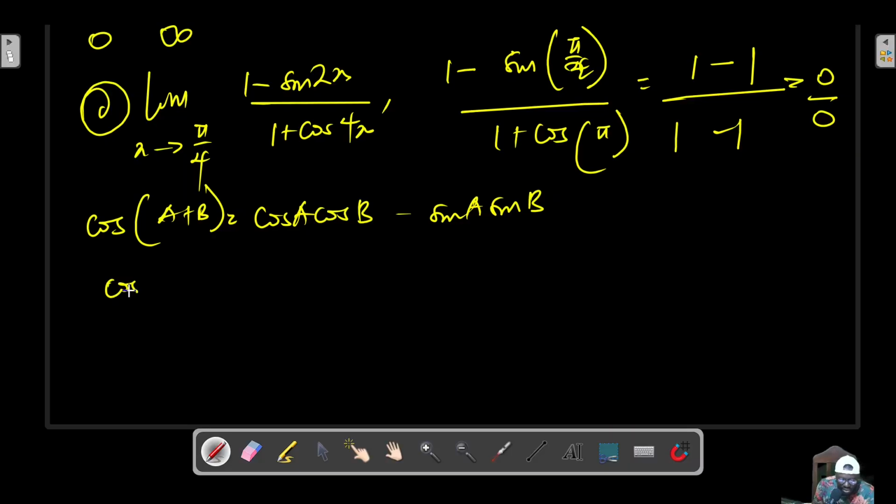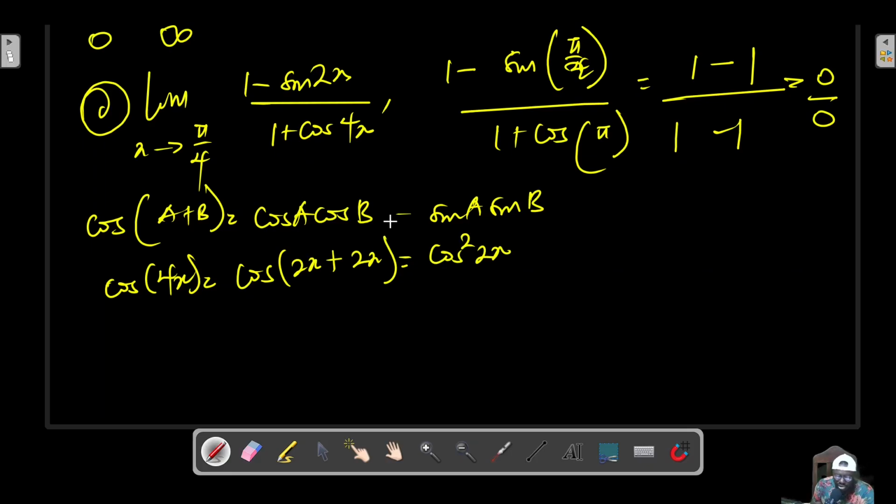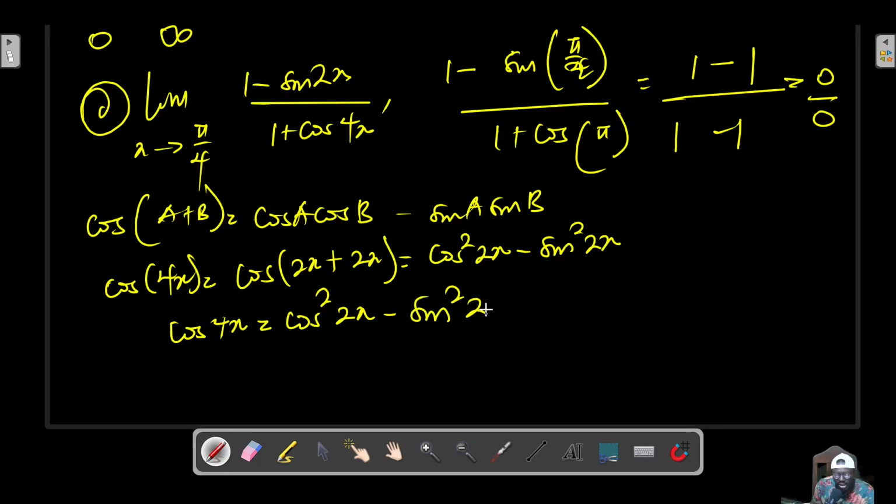So if you have cos 4x, this can be written as cosine of 2x plus 2x, which is equal to cos squared 2x, because you have cosine 2x times cosine 2x, minus sine squared 2x. So my cosine 4x is equal to cos squared 2x minus sine squared 2x.